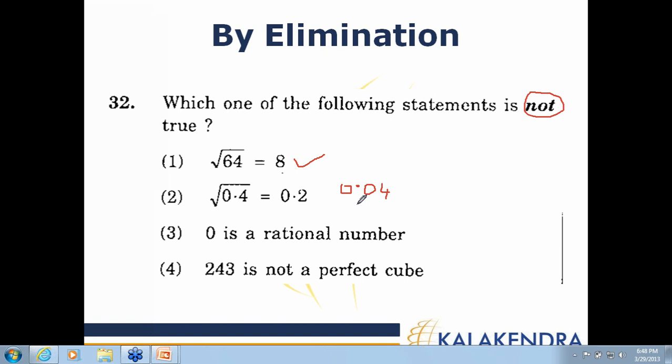Okay, and let me assure you, while you're attempting multiple choice questions, these techniques are fairly common. It's not any out of the world stuff that I'm sharing with you. It's just bringing your focus back to what works.